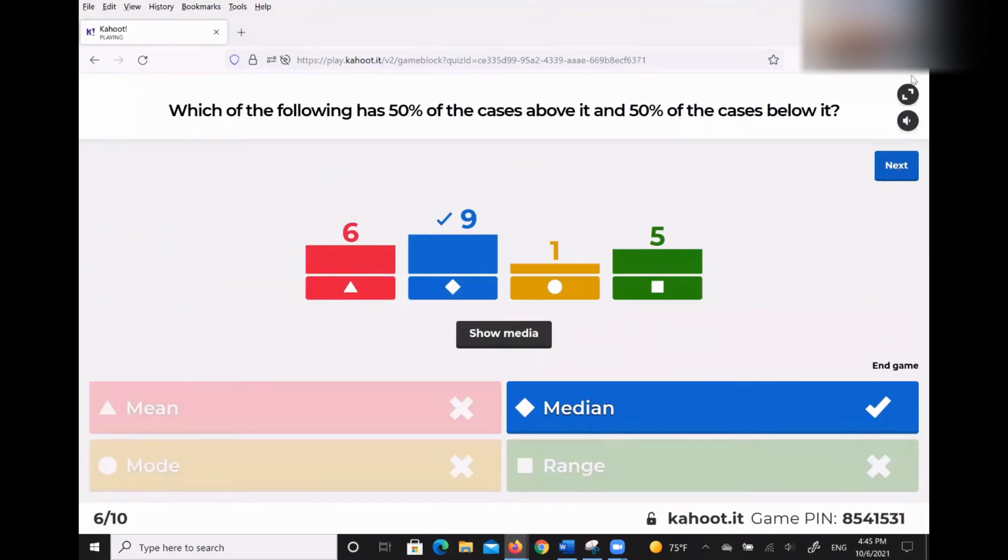All right, so the answer is the median. The median is the middle number. Remember, it's always the middle one. That means it is greater than 50% of the cases, and it's less than 50% of the cases as well, in a data set.